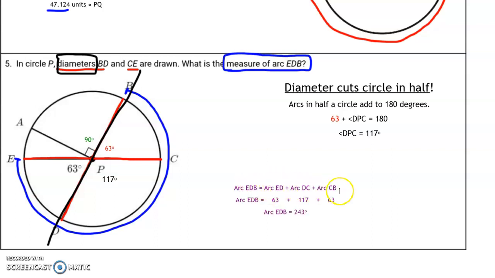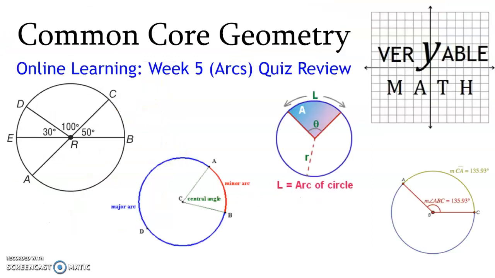All right, we added 3 of the arcs together and we got 243 degrees. Just as a quick clarification, I've been talking about arcs and central angles pretty synonymously here because I know that if this arc is 63 degrees, this angle is 63 degrees, this arc is 63. If I know that this central angle is 117, then this arc is 117. Same thing with this angle and this arc. This was a review of the Week 5 quiz on arcs of a circle. Good luck studying.